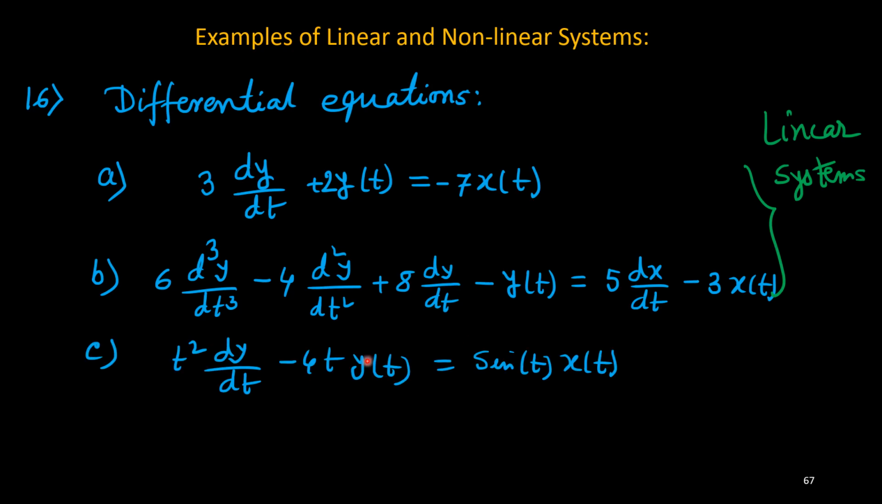Now if I consider this one, you see t squared is multiplied with dy/dt. Here minus 4t is multiplied with y(t). A sine of t is multiplied with x(t). So you see the power of dy/dt is 1, y(t) power is 1, and x(t) power is 1. Just some function of time is multiplied in the factors. So it is again a linear system.